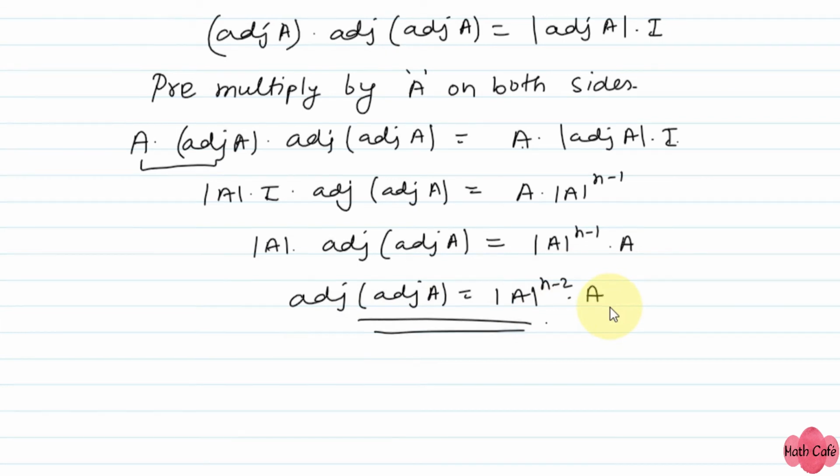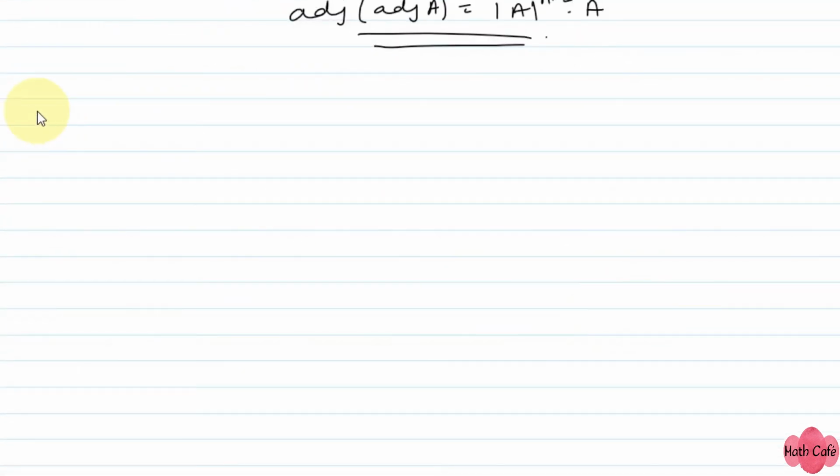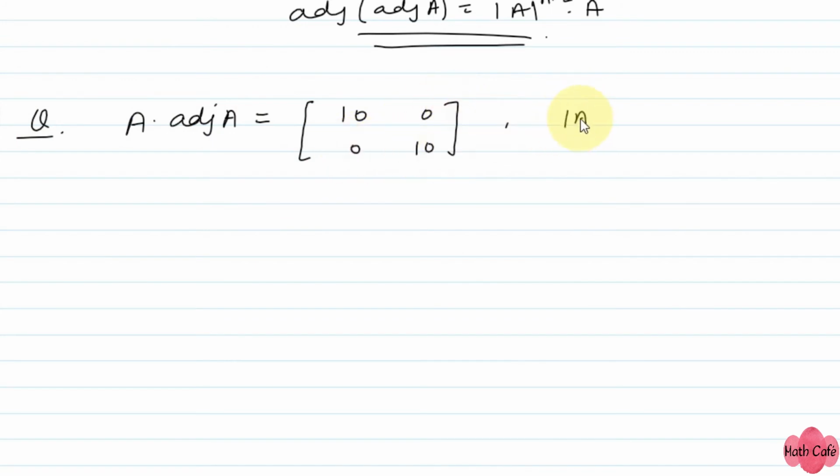Now let's see some examples. Example number 1: it is given that A multiplied by adjoint of A is the matrix 10 0, 0 10. We need to find the determinant value of A. So let's proceed with the solution.